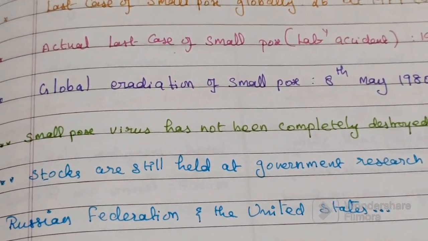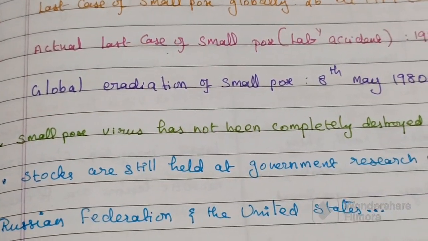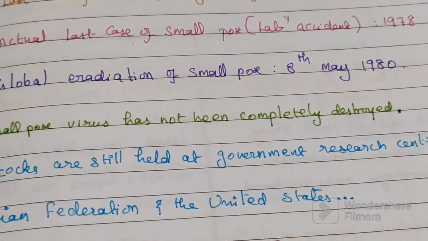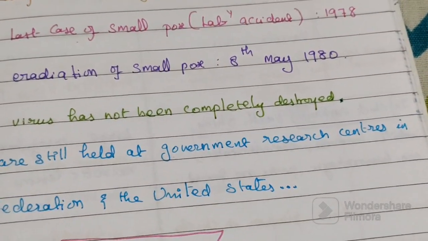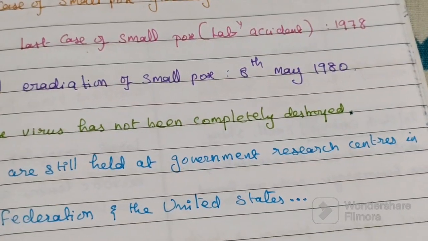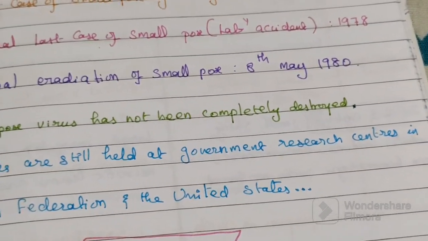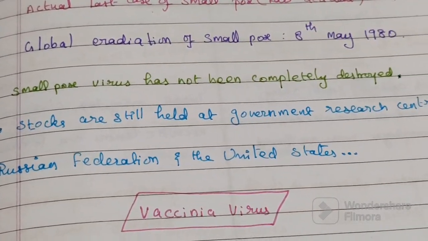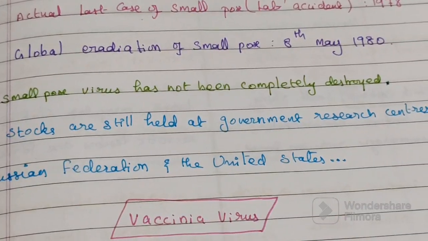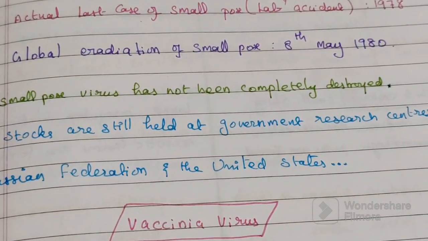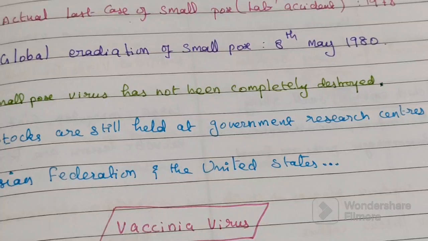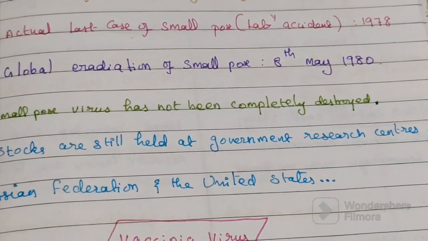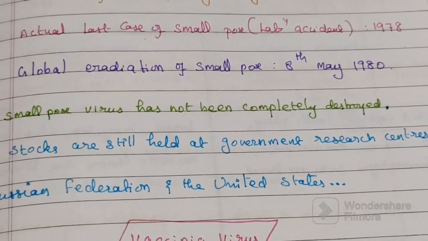The smallpox virus has not been completely destroyed from the environment, but it is present in laboratories in the US and Russia. Still now that virus is present. Then treatment: there is no treatment; prevention, vaccines are available. At that time, not now. Nowadays there is not a single case.